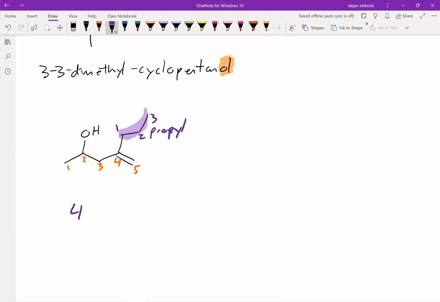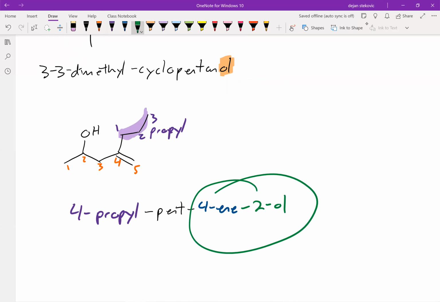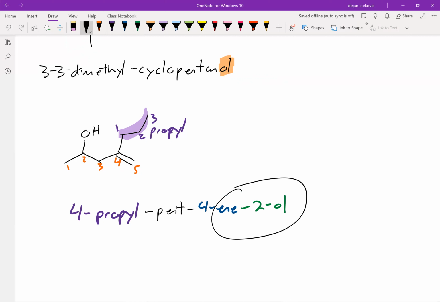So what we can name this is 4-propylpent, because it's a pentane type of thing. And then since the alkene is on the 4 position, it gets 4-ene. And then 2-ol. So notice how we're putting that towards the end, where we've got a more complex molecule, just to make it very clear where the numbering and the functional groups go. Because for both the alkenes and the alcohols, the naming is a suffix.